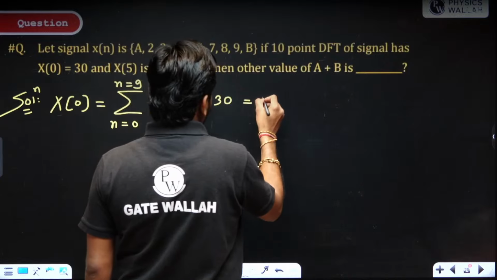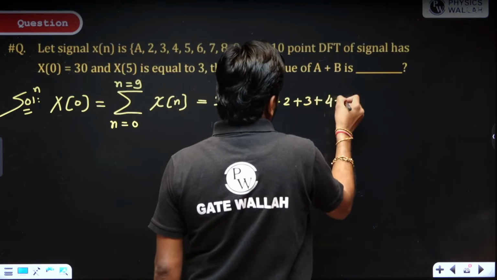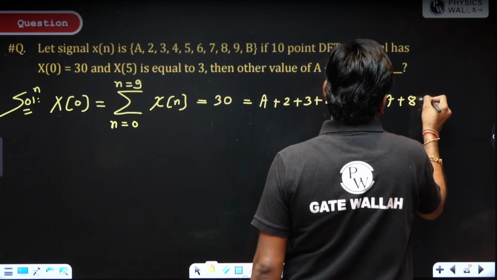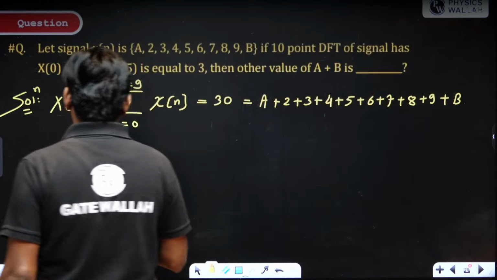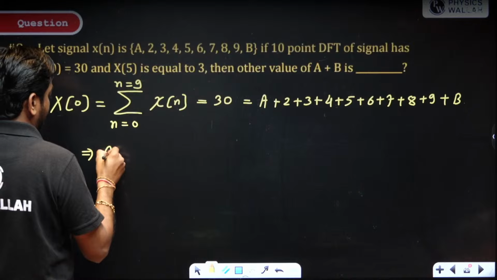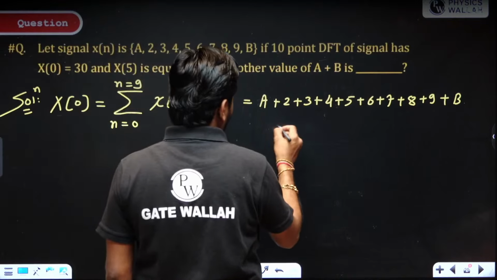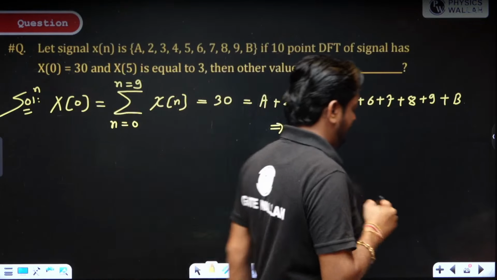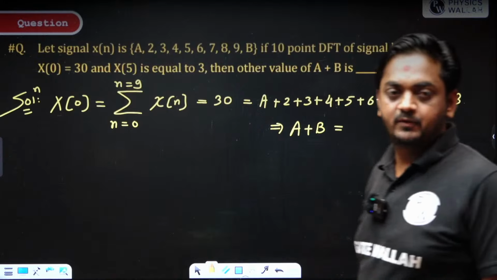So here this is A plus 2 plus 3 plus 4 plus 5 plus 6 plus 7 plus 8 plus 9 plus B. Okay, so from here you can find the value of A plus B, guys. Tell me the value of A plus B here. What is the value of A plus B?